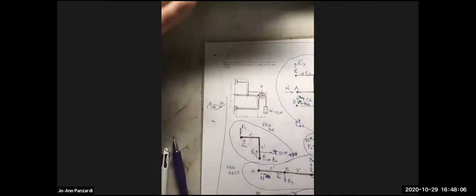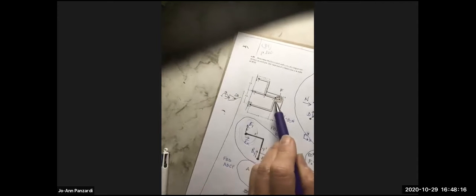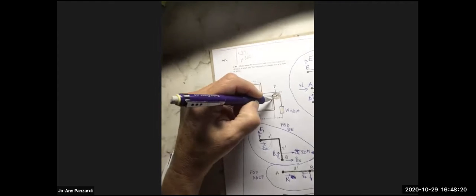Joanne, can I ask a question? Yes, please do. For the two force members, you said that the force is always along their axis, right? Does that mean that's the shortest distance between them? Yes. Even if this was a curve, which maybe they would have put in because they're trying to be aesthetic, it would still go right through the two points.